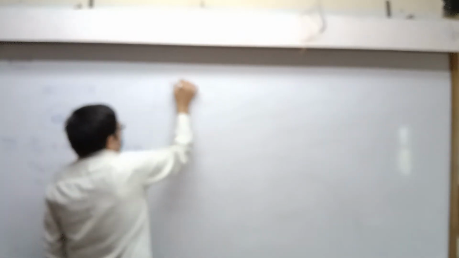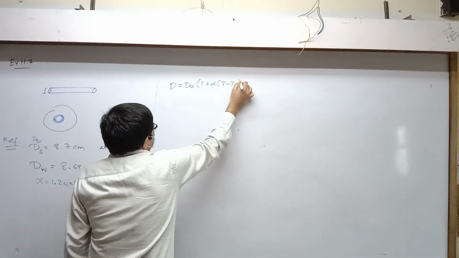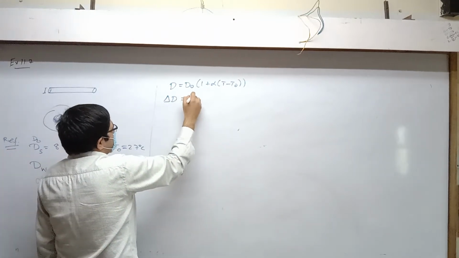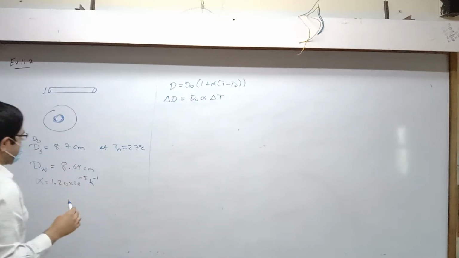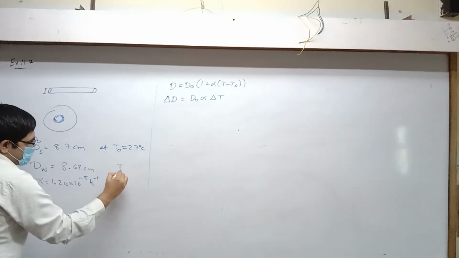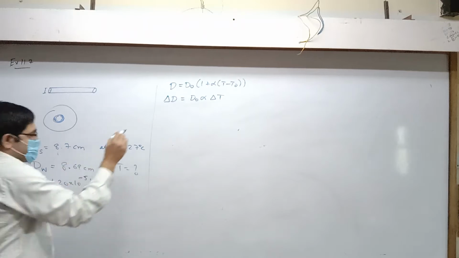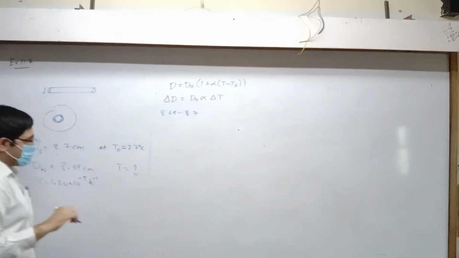So let's use either of the formulas. Again, we have a choice. We may use this. Okay, no problem, it gives you the right answer. Or you can use delta D equal to D0 alpha delta T. Okay, so delta D means final diameter minus initial. Be careful, initial minus final is wrong. So 8.69 minus 8.7. Clear or not clear?